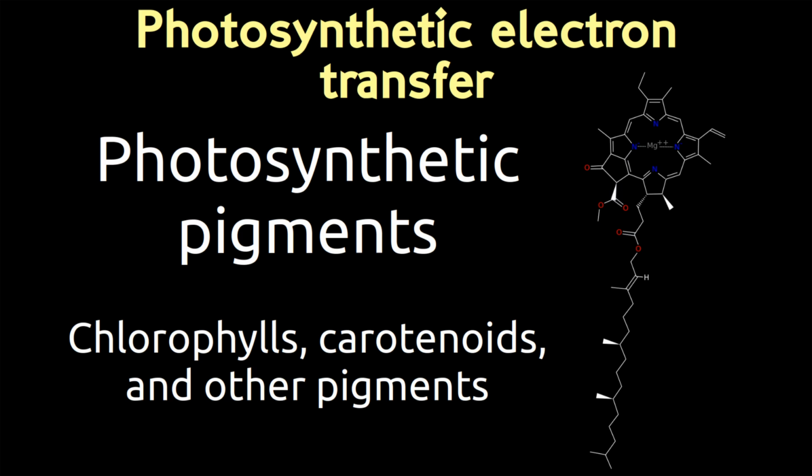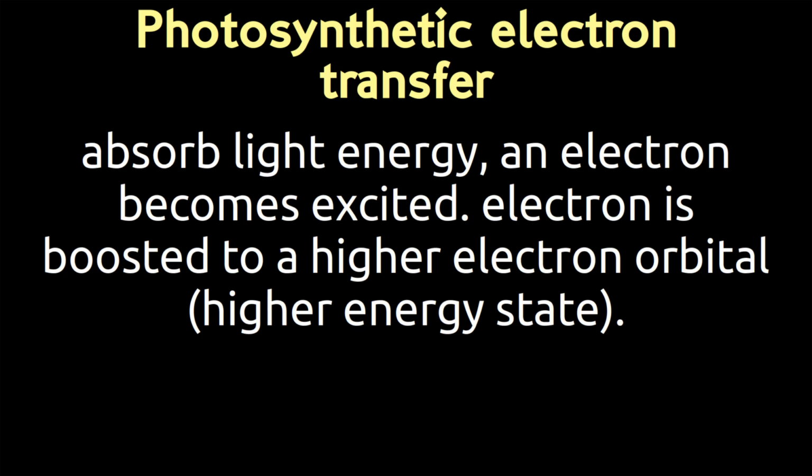So let's begin with the big overview of what's happening with the electron transfer in photosynthesis. We have those pigments, they're going to absorb light energy, and inside that pigment, an electron is going to become excited by light.